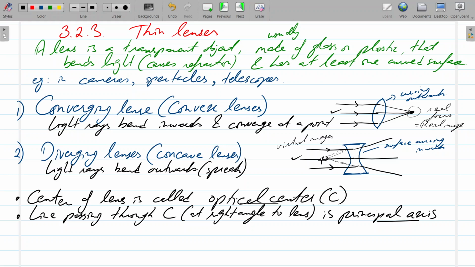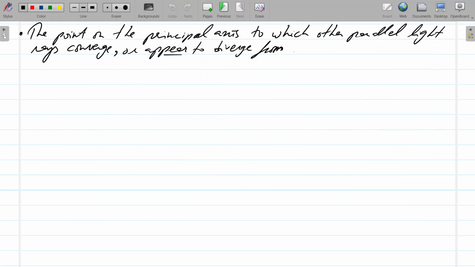And so if you take a look at it, it appears that this is the source, this is the object. The principal axis is the center line, right? And so it appears that the light rays are actually diverging from this point, even though that's not what's happening, but it appears to be that way. So in either case, that is called the principal focus or the focal point.